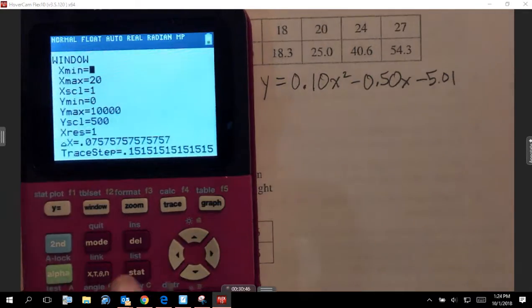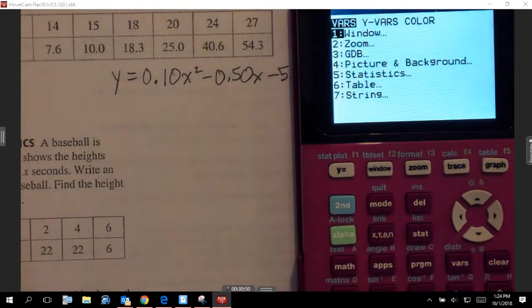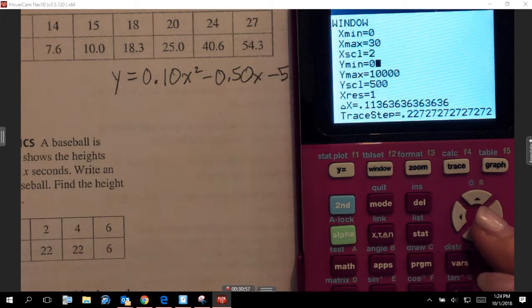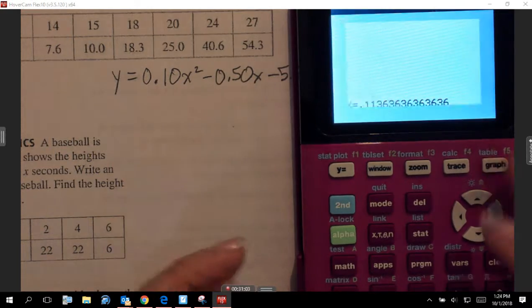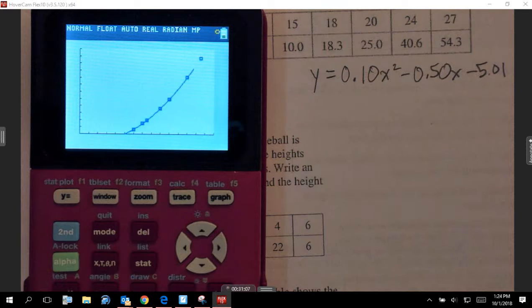Check my window. Maybe 0 to 30. Oops. And 0 to 60. Does that graph look like a parabola? Because you can't see the whole parabola?